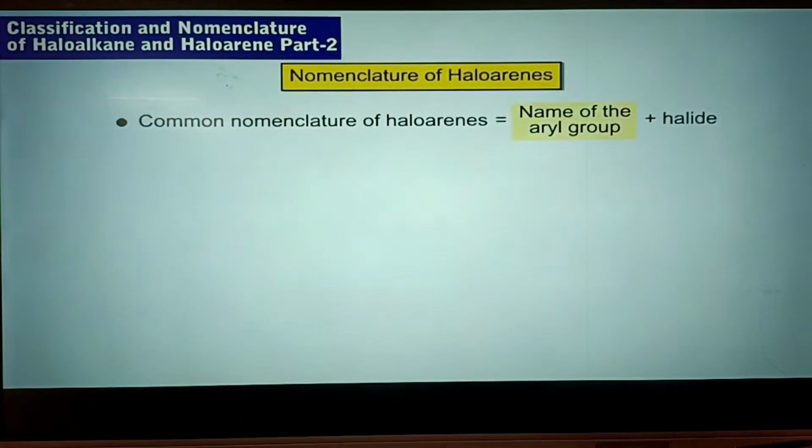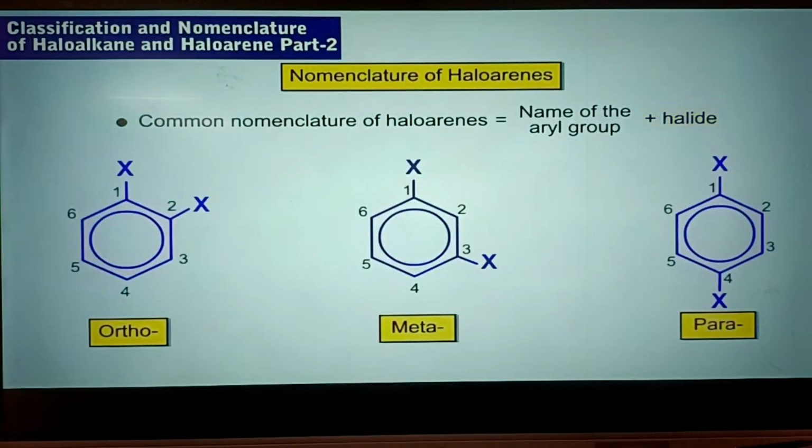The common name for haloarenes gives the name of the aryl group followed by the halide. Common names may use the prefixes ortho, meta, and para to indicate relative spacing of 2, 3, or 4 carbons between the halogen atoms. In IUPAC nomenclature, haloarenes are named as substituted arenes, listing the location and type of the halogen atoms.